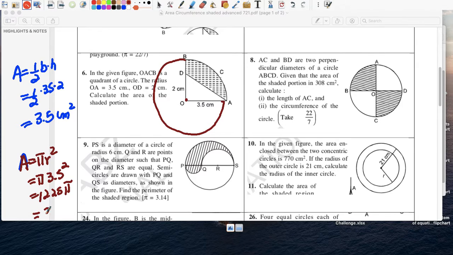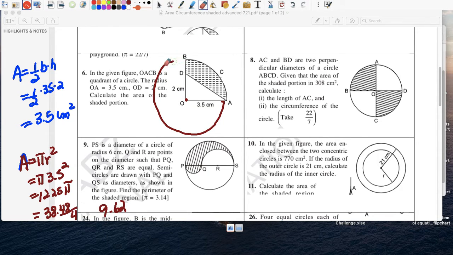So 38.48 is the area of the full circle. But we don't need a full circle. We want a fourth of it, so we're going to divide that by 4. So just 1/4 of that circle equals 9.62.